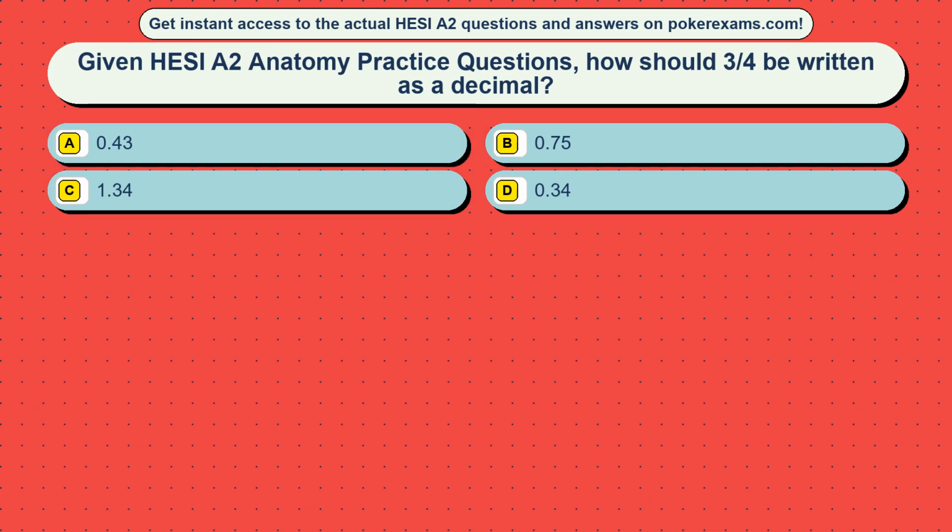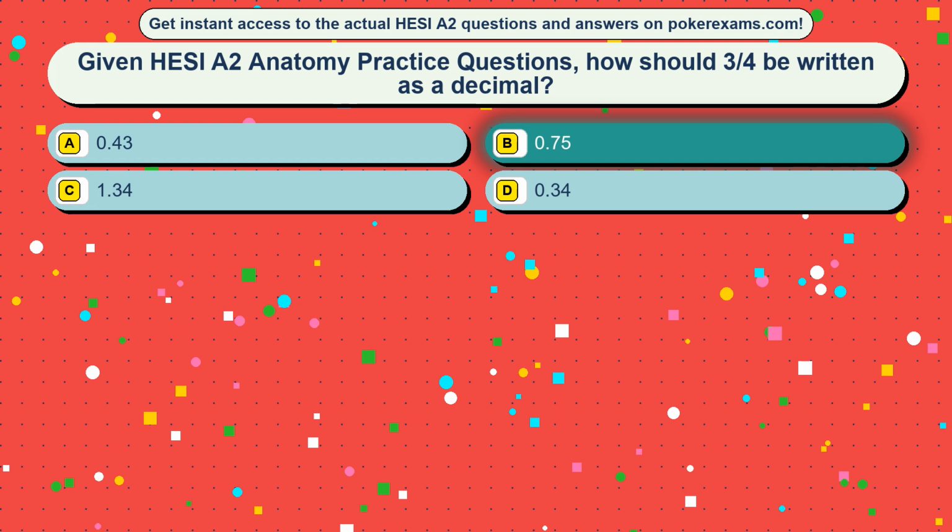Question 18. Given HESI A2 anatomy practice questions, how should 3/4 be written as a decimal? Option A, 0.43. Option B, 0.75. Option C, 1.34. Option D, 0.34. The correct answer is option B, 0.75.